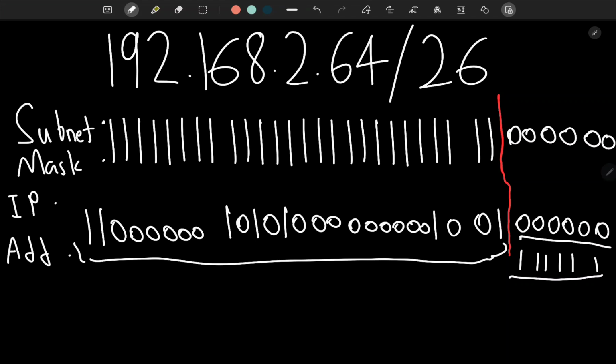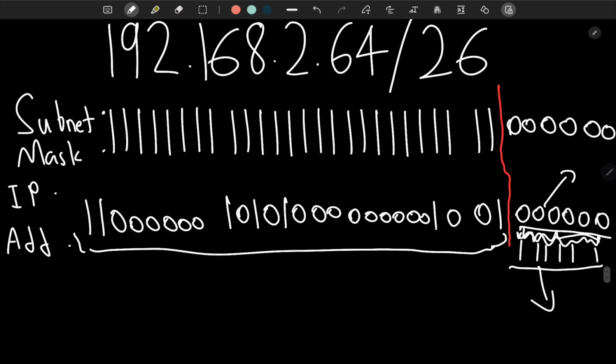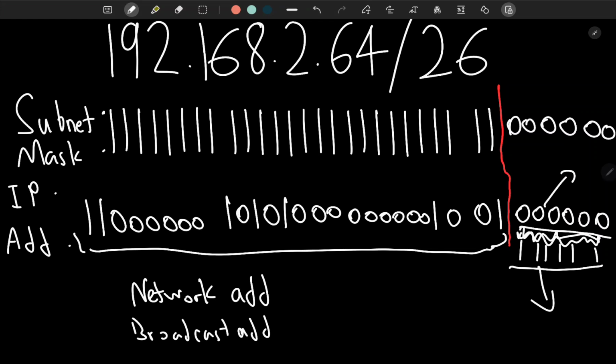So this part over here would be the network address, and this would be the broadcast address, as the broadcast is the highest and the network is the lowest, and between them all the IP addresses are the hosts which we can use for our network. So now the questions you might be asked on this are: what is the network address? What is the broadcast address? And what IP address range can we use for the hosts?